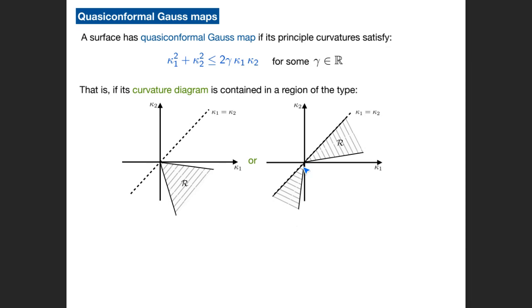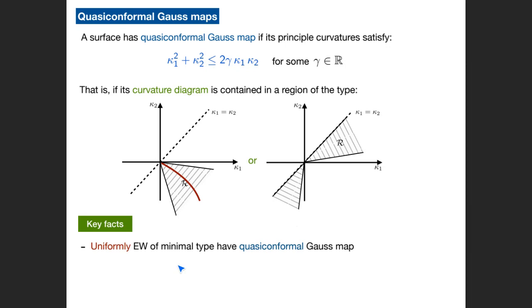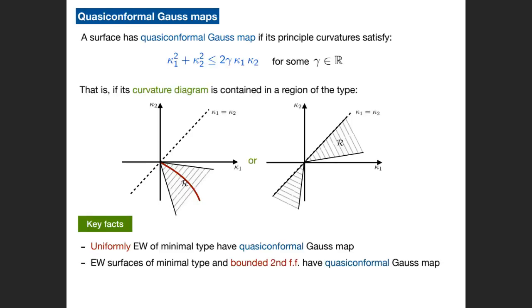And actually there is some connection sometimes between elliptic Weingarten surfaces of minimal type and quasi-conformal Gauss maps. And we have mentioned this in the first part of the talk. So for example, uniformly elliptic Weingarten surfaces of minimal type have quasi-conformal Gauss map. This is why the Bernstein problem for uniformly elliptic Weingarten surfaces was solved many years ago. And also, if the surface is not uniformly elliptic, but the principal curvatures are bounded, then the result is also true. It has quasi-conformal Gauss map.